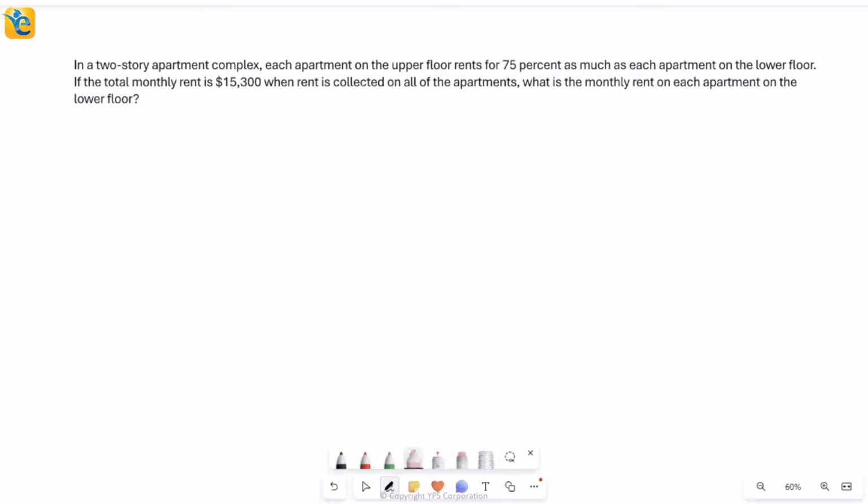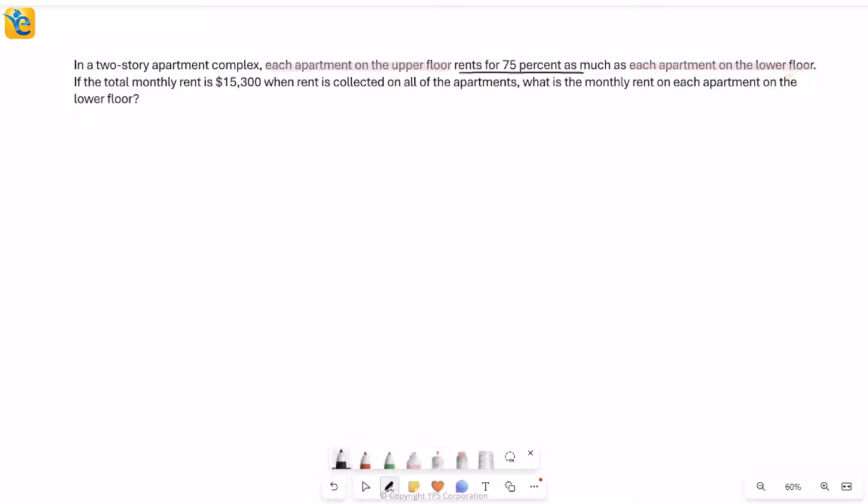So first of all, it tells you that each apartment on the upper floor rents for 75% as much as each apartment on the lower floor. Now, since this information is for each, it actually tells you one thing: each apartment on the upper floor has a fixed rent. It's a fixed amount. Similarly, it's a fixed amount for all of the apartments on the lower floor as well. That means there's no difference between any two apartments on the upper floor and no difference between any two apartments on the lower floor.